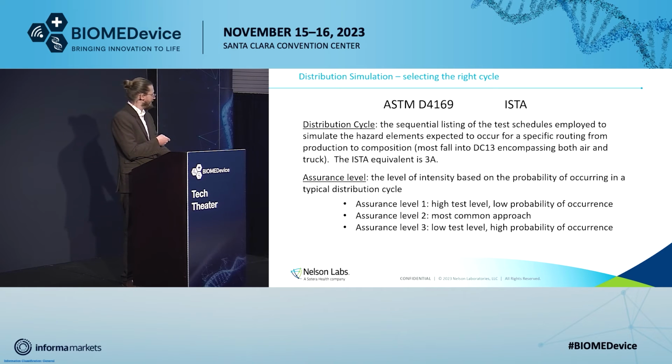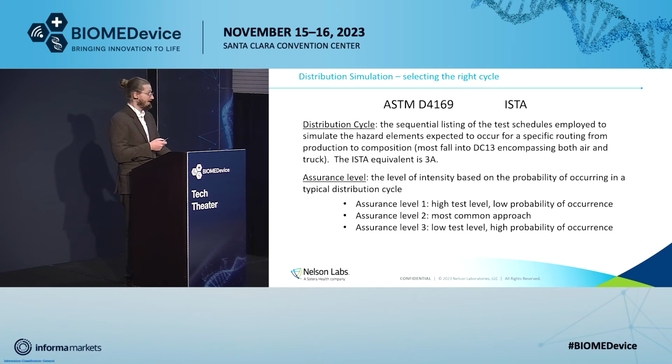And within that, you can choose different assurance levels, and that's going to be just how strict, how intense the testing will be. Assurance level 1 is the most conservative, meaning it's the strictest testing. So if a drop height would be at, say, 12 inches before, now it's at 16 inches, right? You're dropping from a higher height. You're adding more compressive force onto it. It's just a more extreme exposure.